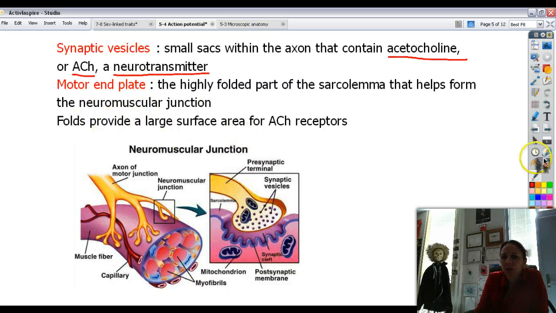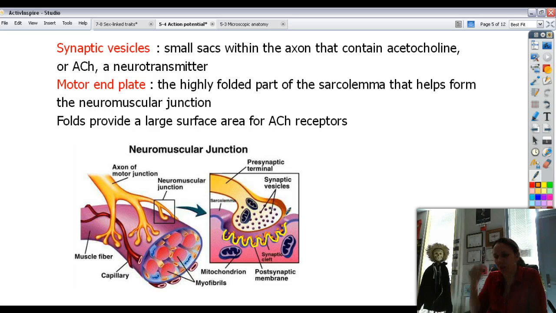The area where they send the messages to is called the motor end plate. The motor end plate is this little highly folded area right here where all the receptors are. There are acetylcholine receptors that dot the lining of the motor end plate like this. Now we know that anytime there's folds in something, you get greater surface area. Greater surface area means more receptors. Okay, so the folds provide large surface area for the receptors.